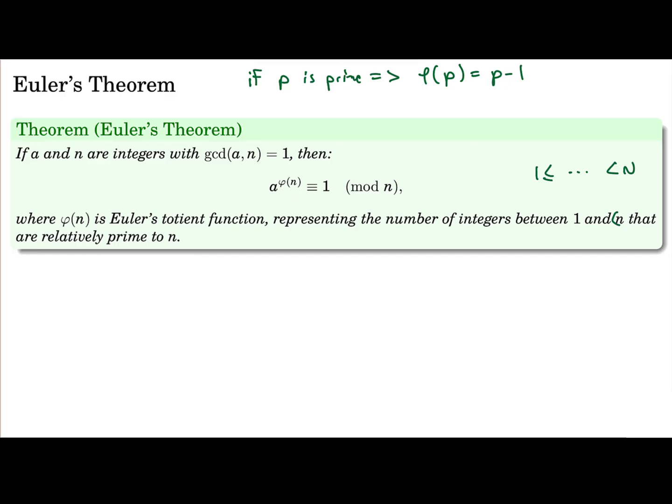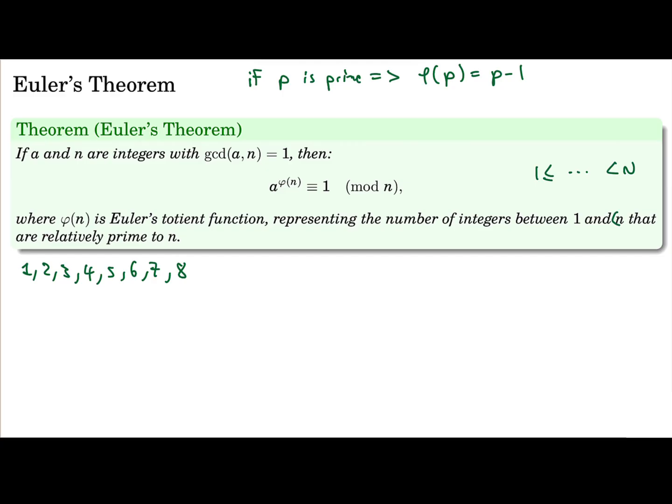So let's look at an example here. Let's consider, for example, the number 9. Let's list them all out: 1, 2, 3, 4, 5, 6, 7, 8, 9. Without the 9, just until 8, how many of these are coprime with 9?